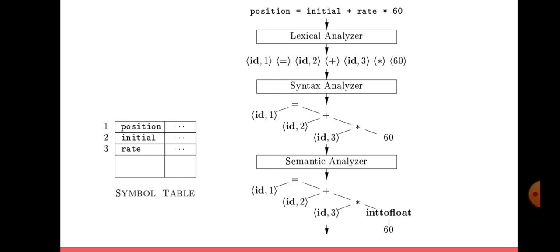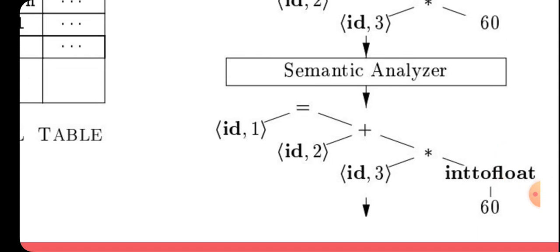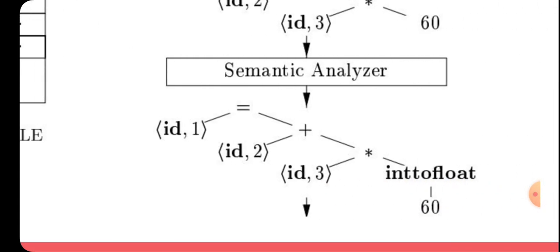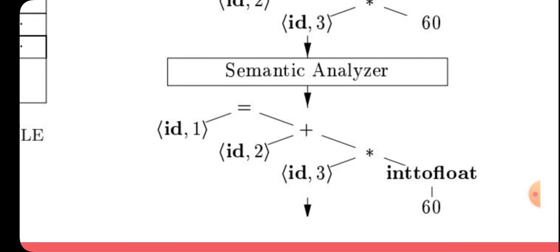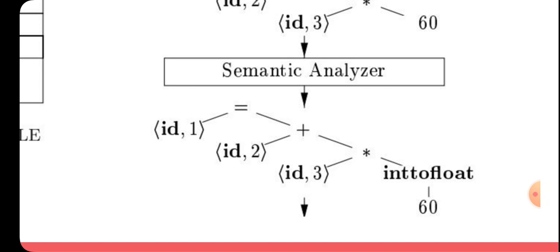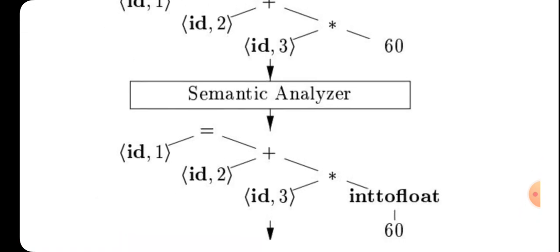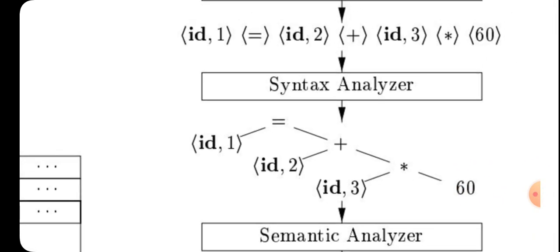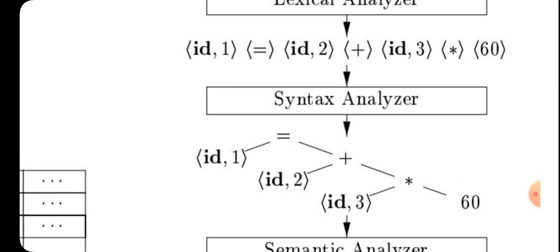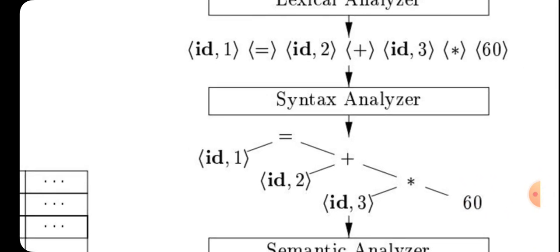The node id comma 3 represents the identifier rate. Can you see the node star here? That makes it explicit that we must first multiply the value of rate by 60.